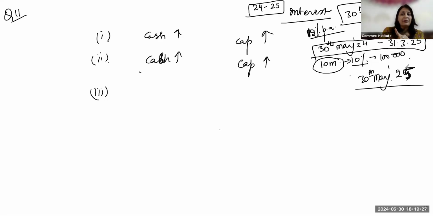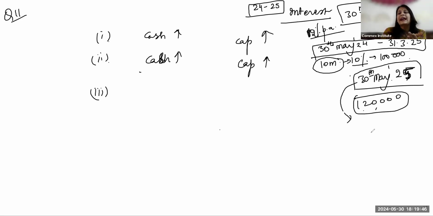But is he going to pay me according to my year end? No. He is not going to pay the interest to me on my year end. He'll pay the interest to me only on 30th May 25. So on 30th May 25, he'll pay me a total of 1,20,000. Now, please try to understand, the date when he has paid me this interest lies in the year 25-26.